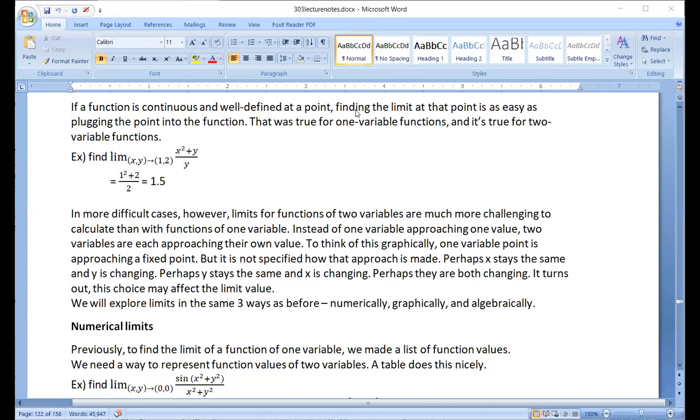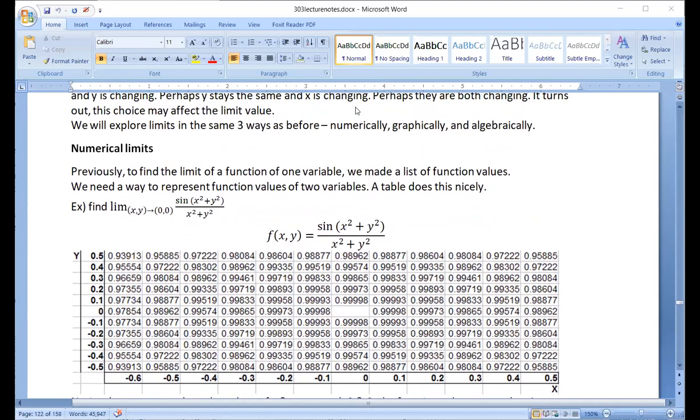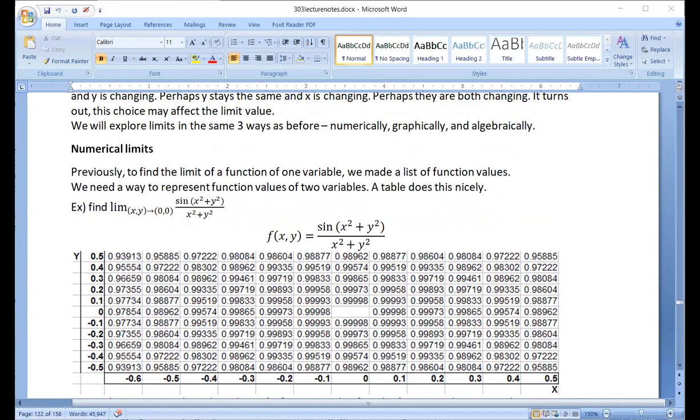Find the limit as (x, y) goes to (0, 0) of sine of (x squared plus y squared) over (x squared plus y squared). Notice, of course, that if you just plug in the values, you get sine of 0 over 0, which is 0 over 0, and that's an indeterminate form. So let's use our table of values to see what we think. Notice that at the point (0, 0) it's undefined, so it's blank, and every other point is defined.